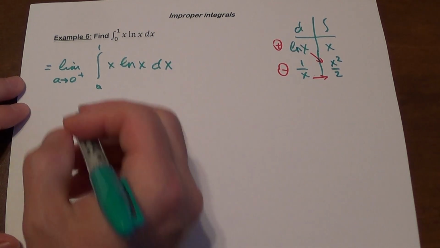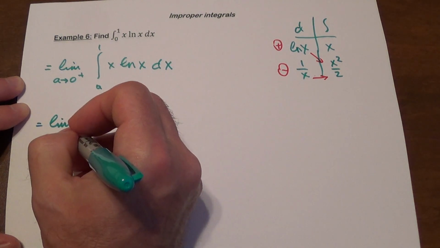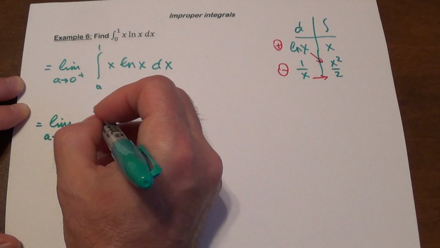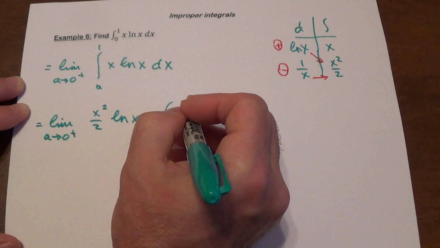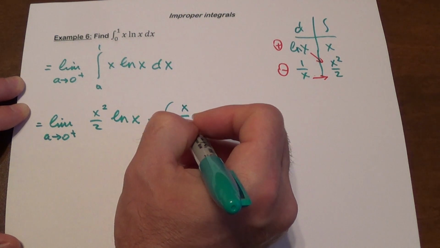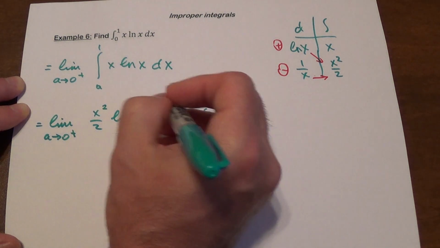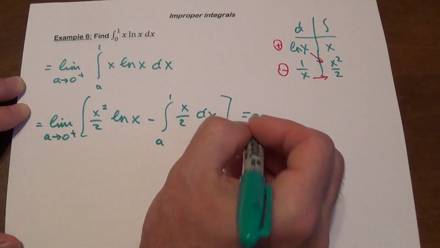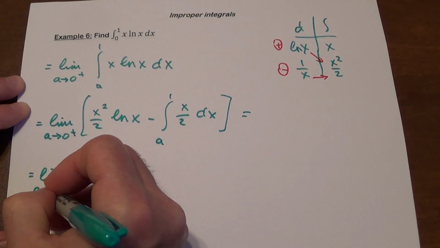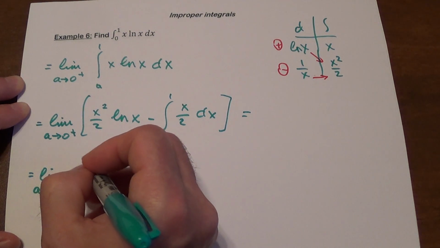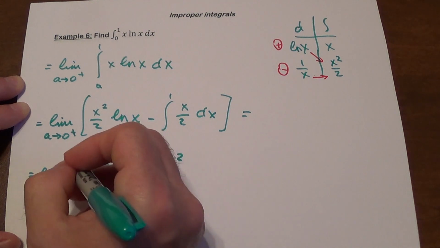So this ends up being the limit as a approaches 0 from the right of x squared over 2 ln x minus the integral of x over 2 dx. The integral is still going to go from a to 1. So this whole thing is going to end up giving us the limit as a approaches 0 from the right of x squared over 2 ln x minus x squared over 4.